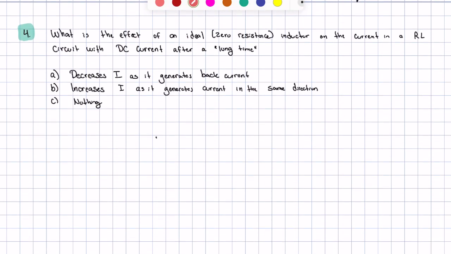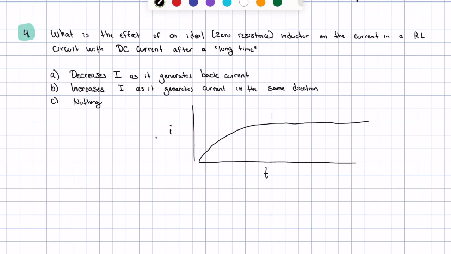4 says, what is the effect of an ideal zero resistance inductor on the current in an RL circuit with a DC current after a long time? Hopefully you remember this graph here, where we have time and we have current. And we know when there's an inductor, it takes some time before the current reaches its maximum value, but then it plateaus at that value, I max. So after a long time, we're in this region here, where the current is just its maximum current, so the inductor is doing C, nothing.